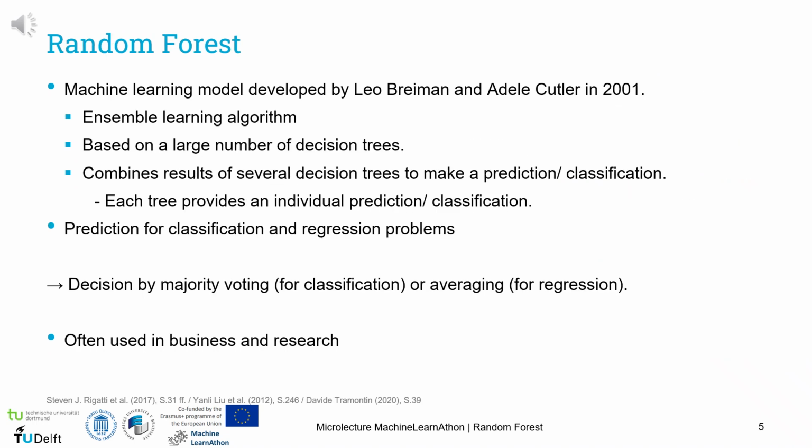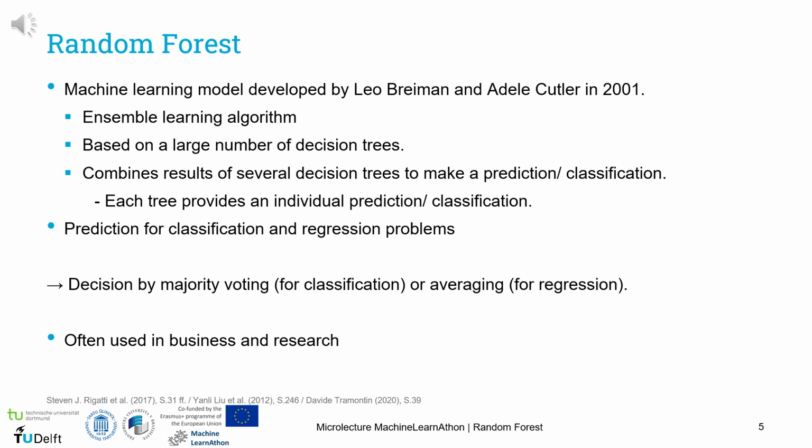The random forest is a machine learning algorithm which was developed by Leo Breiman and Adele Cutler in 2001. Since then it's become very popular, and it is an ensemble learning algorithm which consists of a large number of decision trees. Therefore it's also called forest because it's made up of a lot of trees.